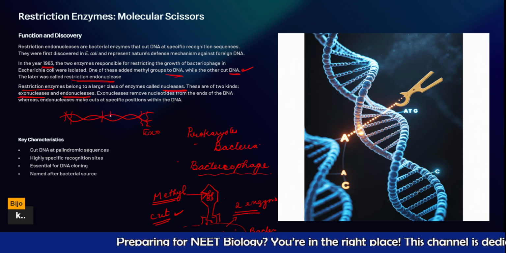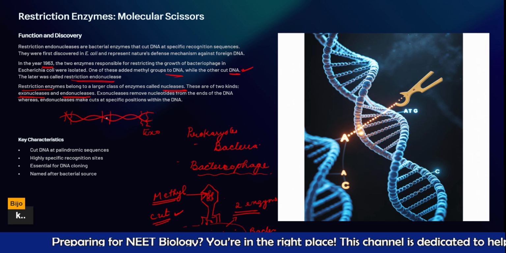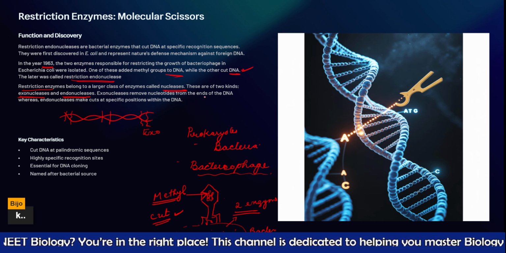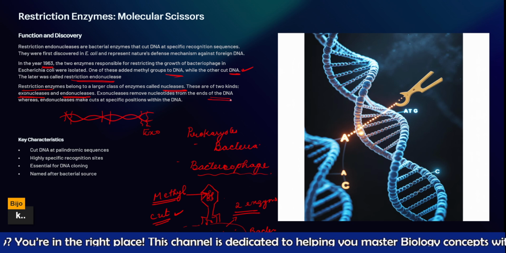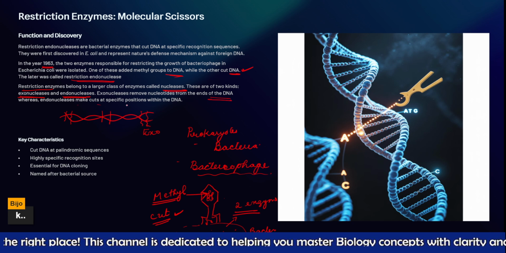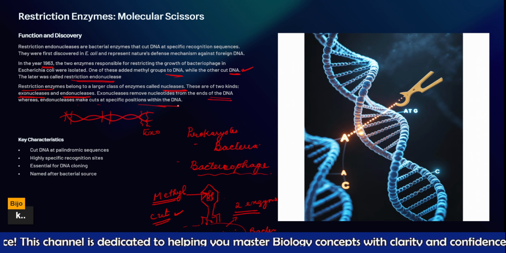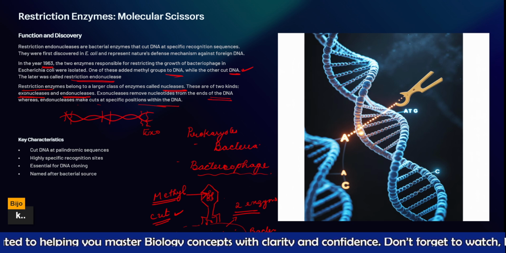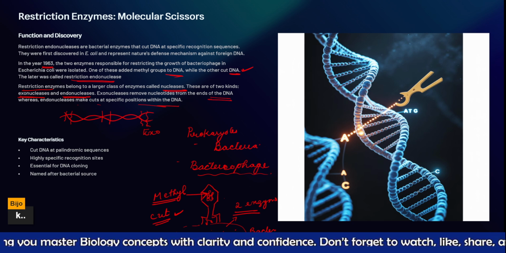Endonuclease will cut at a specific part deep inside the DNA. The exonuclease removes nucleotides from the end of the DNA, whereas the endonuclease cuts at a specific position within the DNA. That is clear now. Distinguish between exonuclease and endonuclease.